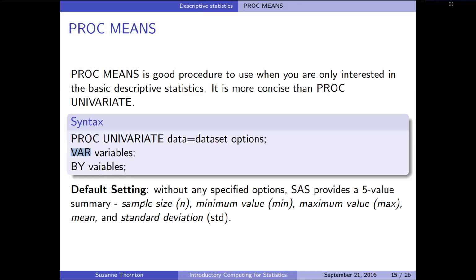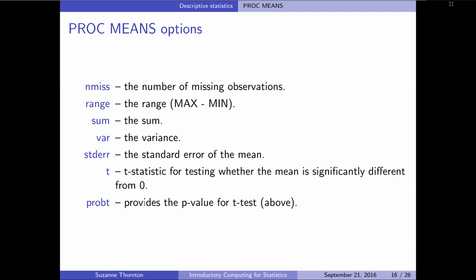Here are some default settings for the means procedure step. Without any specified options, SAS will provide a 5-value summary, which will include the sample size, minimum value, maximum value, the mean, and also the standard deviation. Here are some important options for the means procedure step.